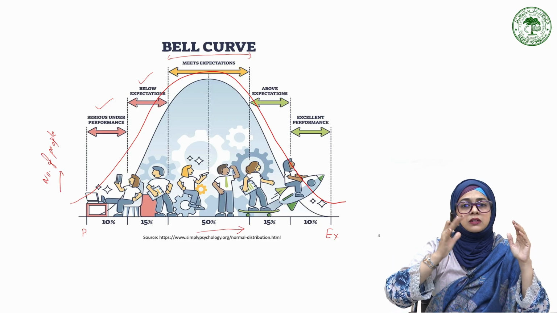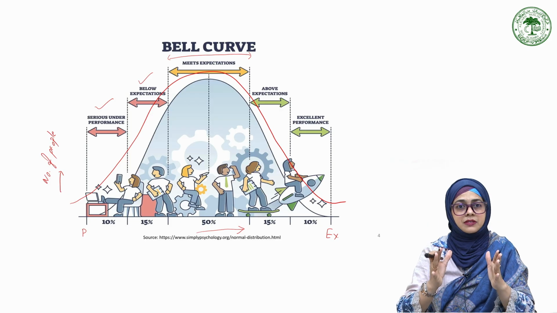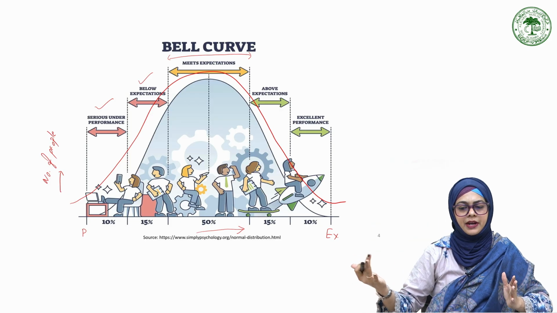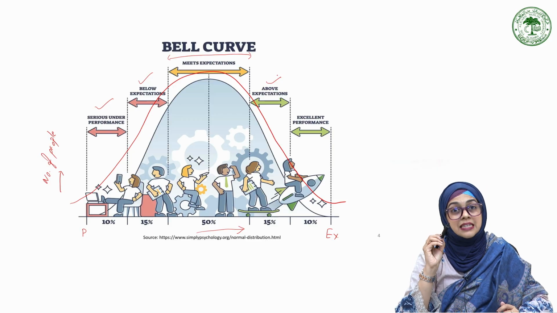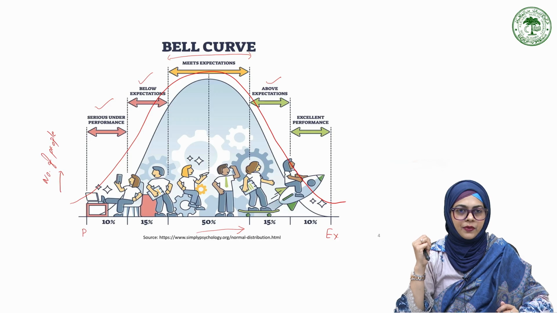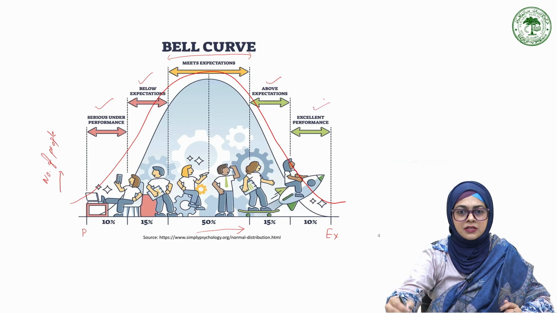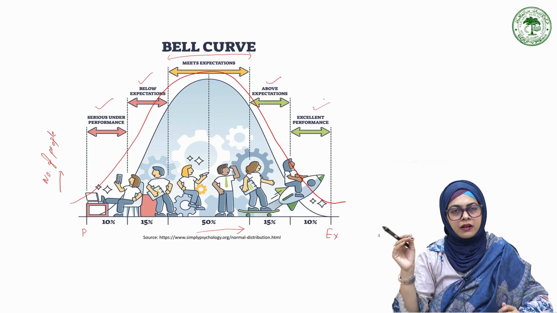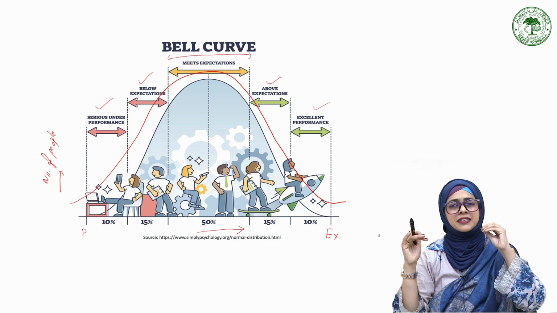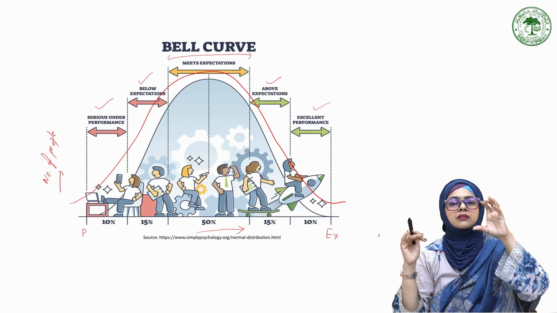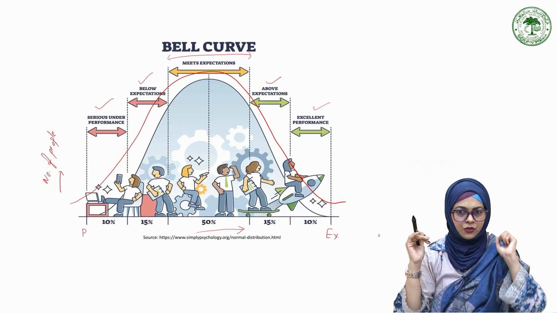Then after the 50%, we have above expectation, another 15%, which means these individuals are exceeding the performance standard and show strong competence. And the excellent performance, that is 10%, which is also rare. They are top achievers who have consistently performed exceptionally well, and they represent the high-performing edge of the group.